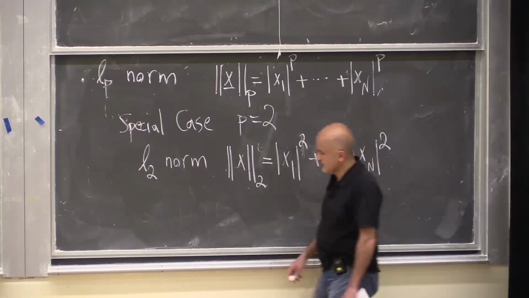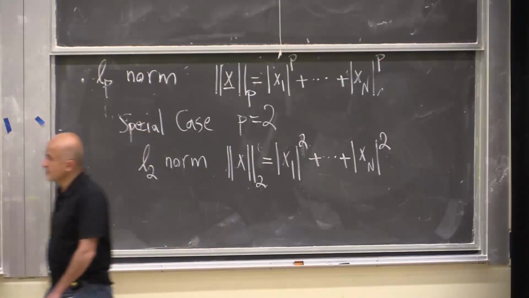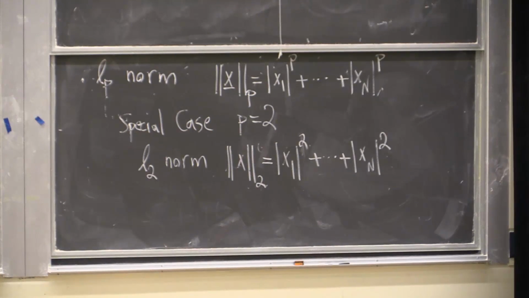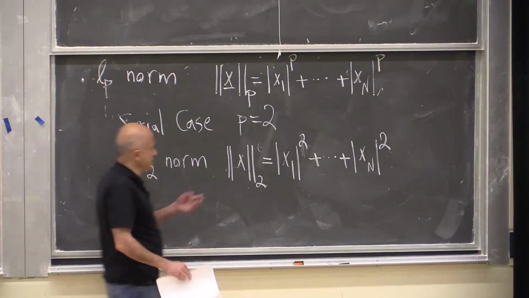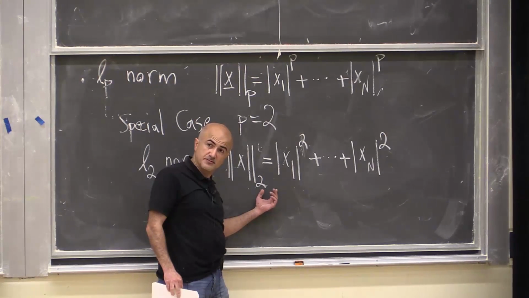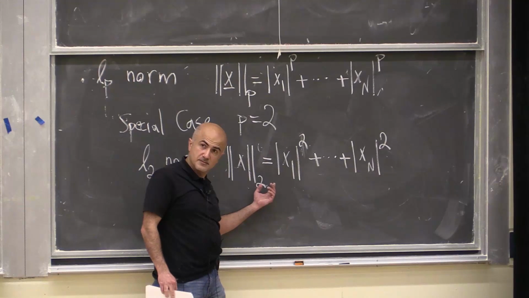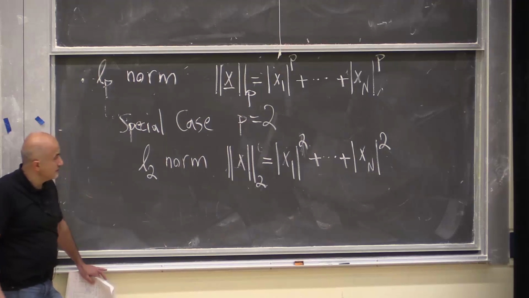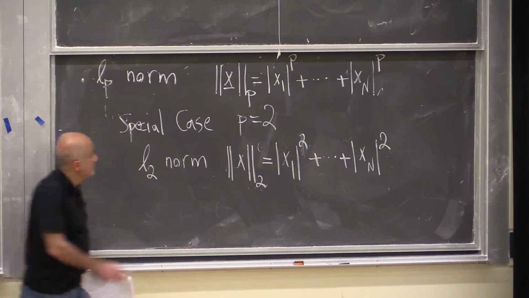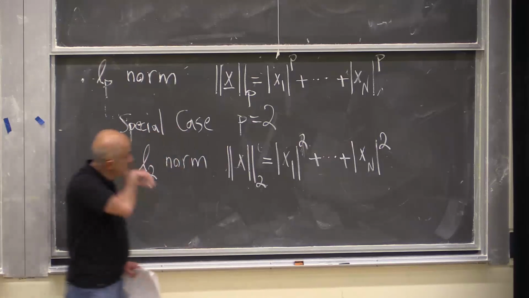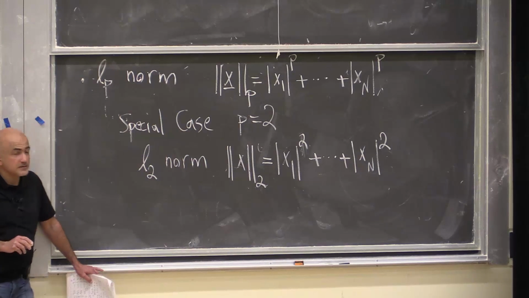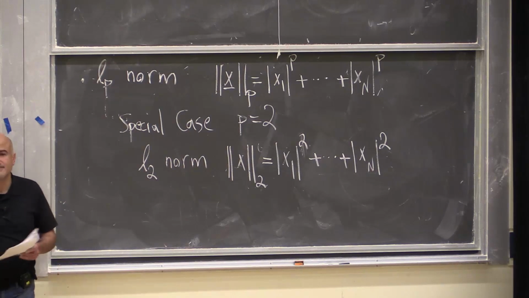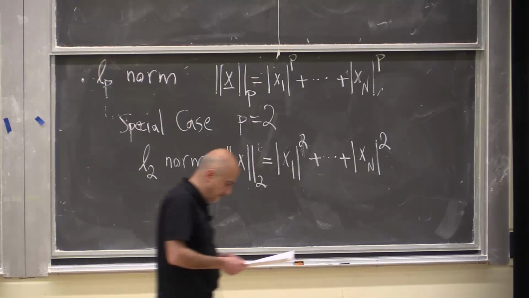Now, can you tell your neighbor if there's a special relationship between this definition of norm, this is how we're going to describe things, and the inner product that we defined.